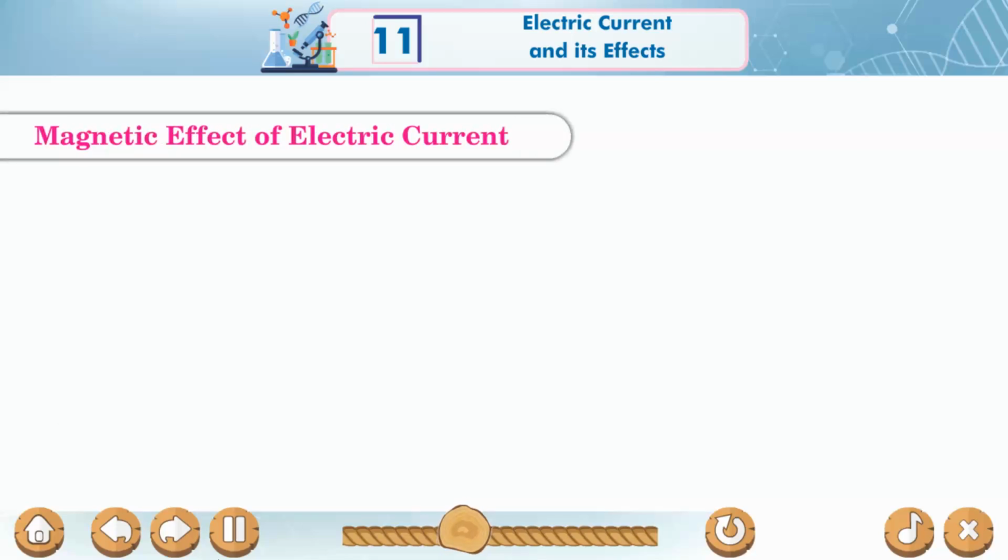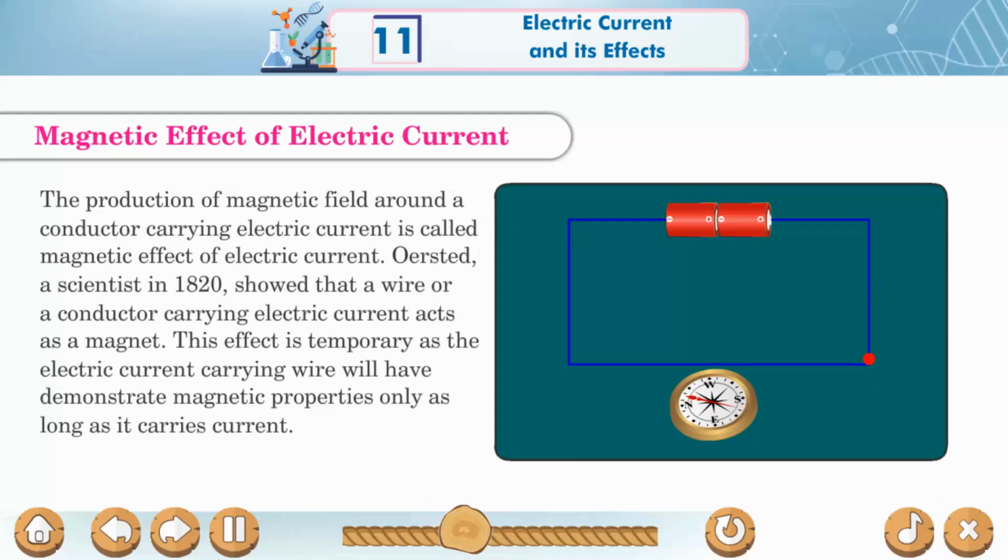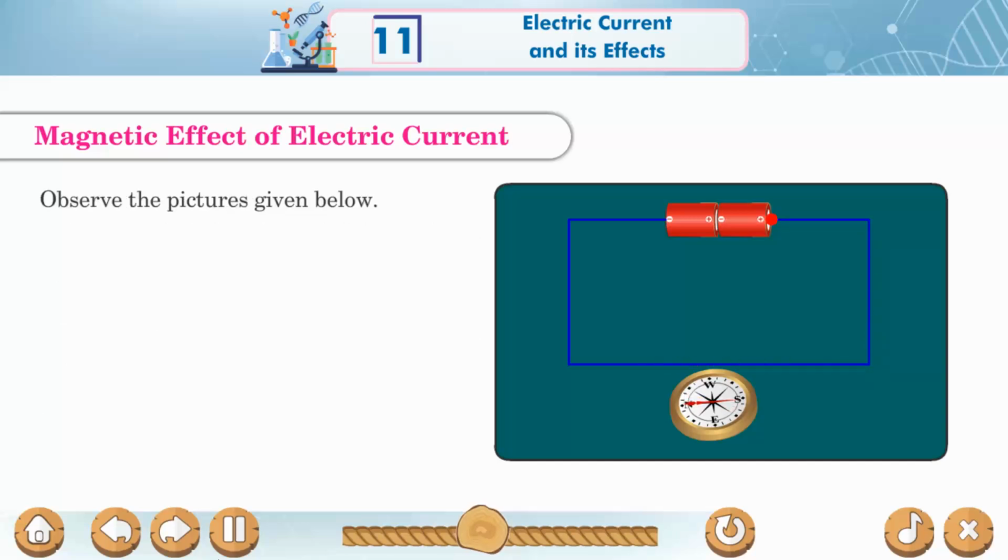Magnetic effect of electric current. The production of a magnetic field around a conductor carrying electric current is called the magnetic effect of electric current. Oersted, a scientist, in 1820, showed that a wire or a conductor carrying electric current acts as a magnet. This effect is temporary, as the electric current carrying wire will demonstrate magnetic properties only as long as it carries current. Observe the pictures given below.